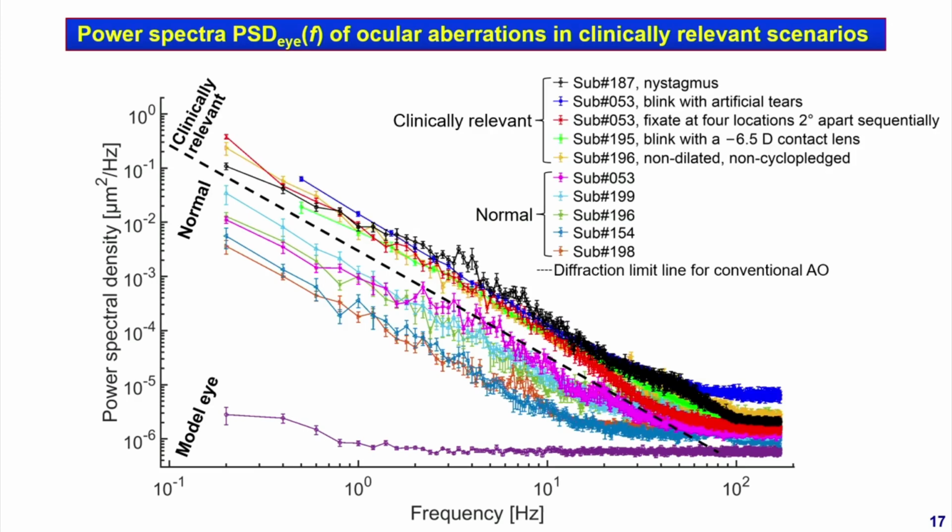These are the power spectra in 5 clinically relevant scenarios, which included an eye with nystagmus, a blinking eye with artificial tears to reduce the effect of dry eye, an eye fixated at 4 locations sequentially to mimic imaging multiple locations within a 5-second acquisition, a blinking eye with contact lens, and an accommodating eye. The power spectra of these scenarios are 1 to 2 orders of magnitude higher than normals, and they are above the diffraction limit line for conventional AO. Hence, we need faster AO to achieve a sufficient aberration reduction in order to achieve diffraction limit performance.